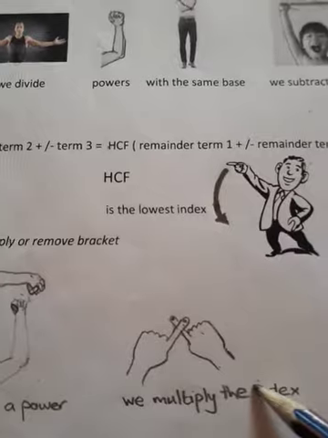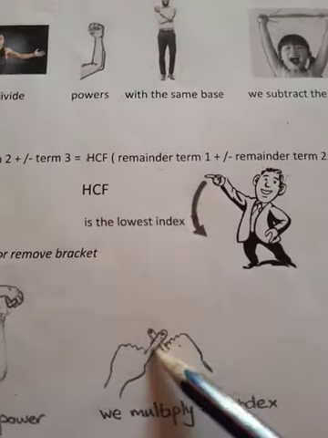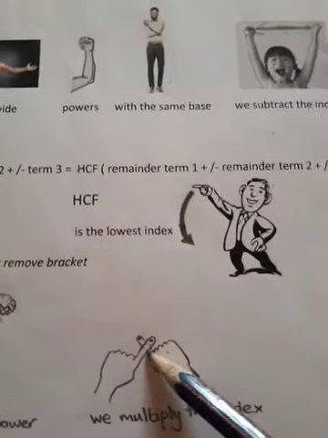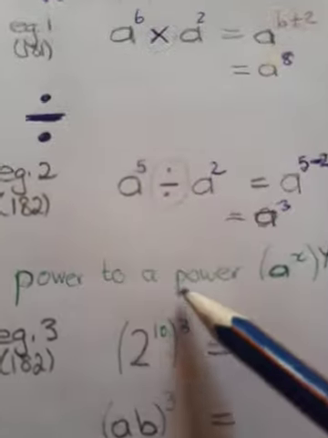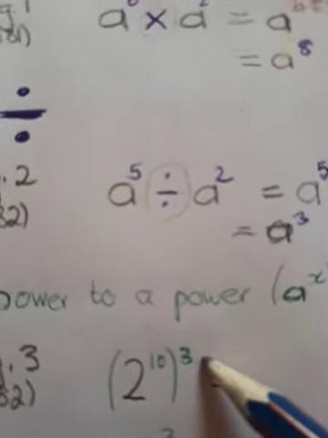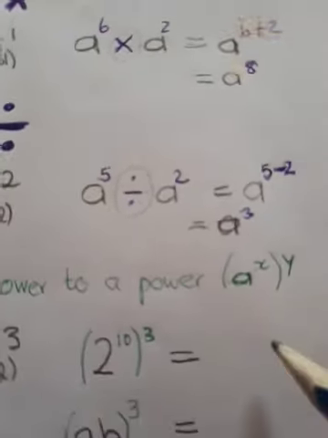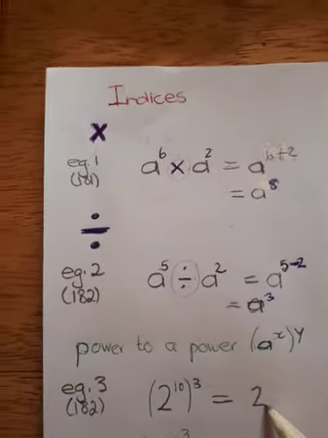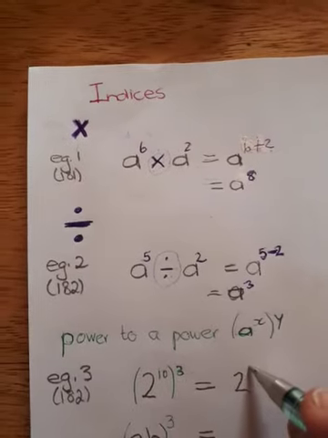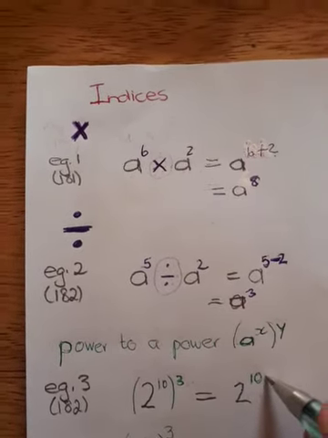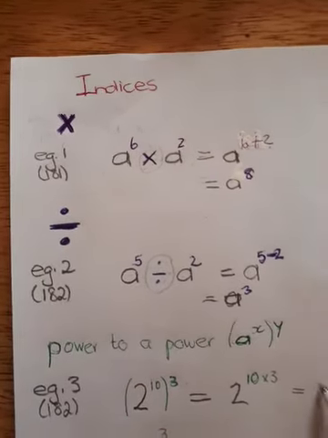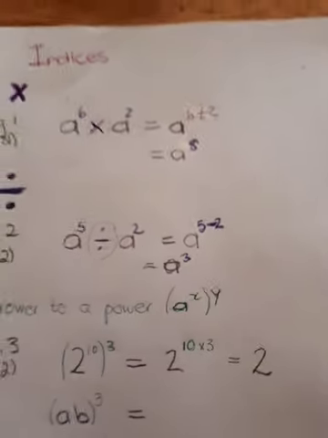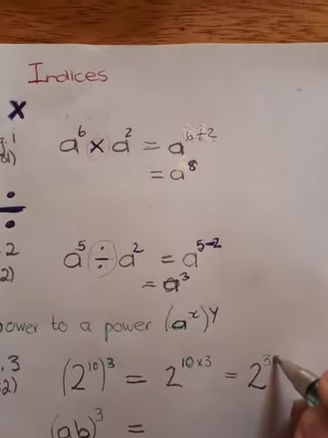We multiply the index, show a multiplication sign with your index fingers on top of your head, because that's where we do the multiplication. So when we look at that application, we've got an example of 2 to the power of 10 to the power of 3. The law says we must multiply the index, which is then 2 to the power of 10 times 3, which gives me an answer of 2 to the power of 30.